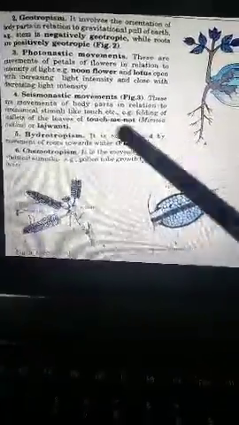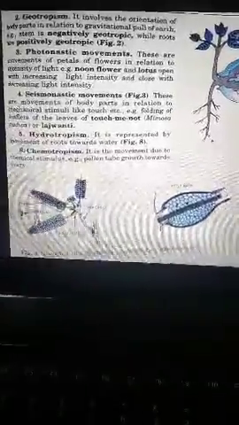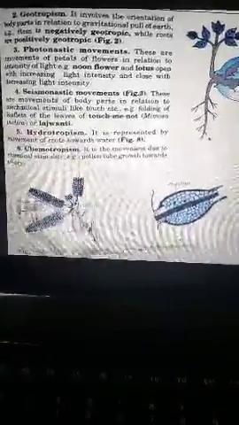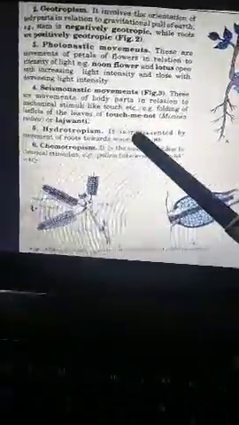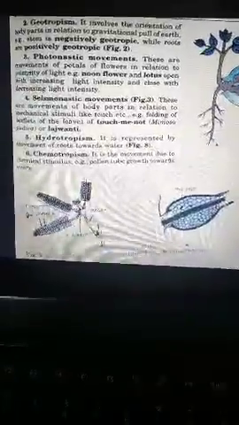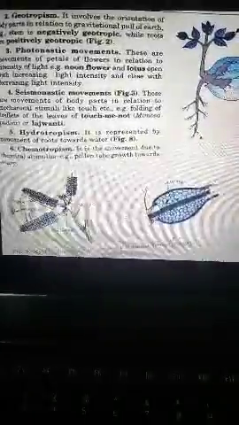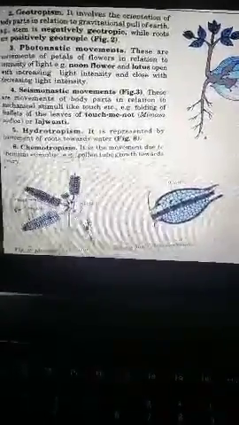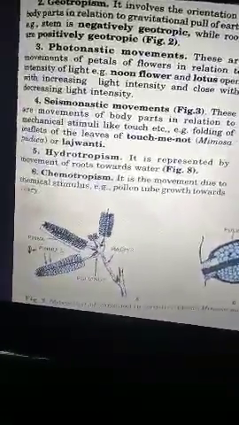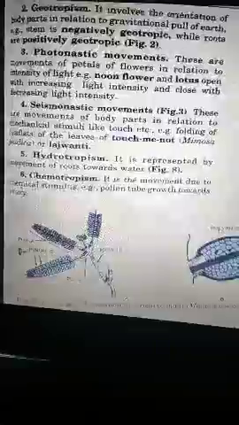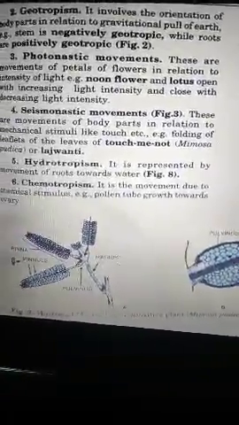Number 5 is called hydrotropism. Hydro, as you know, means water. Movement towards water is called hydrotropism. There is positive hydrotropism and negative hydrotropism. Positive means movement towards water. For example, roots show movement towards water, that's called positive hydrotropism. Stems show movement away from water, that's called negative hydrotropism.